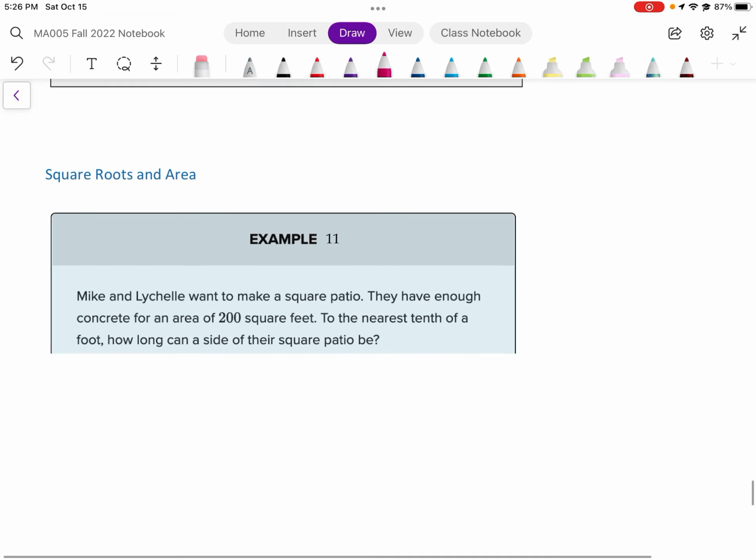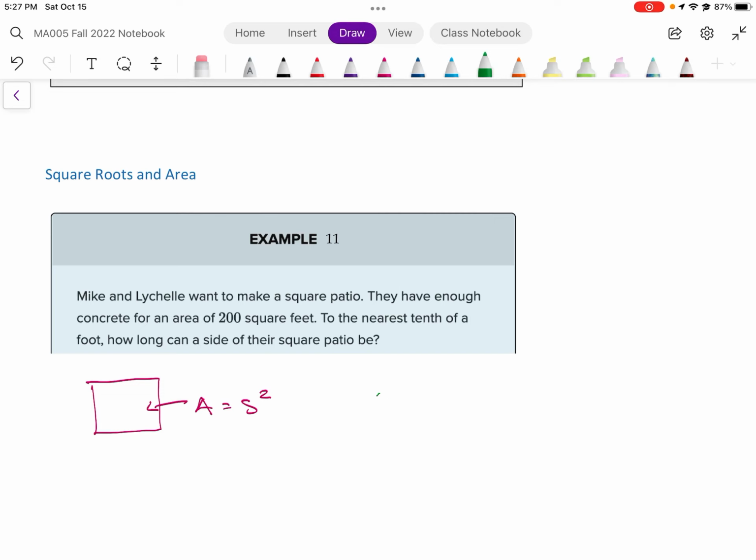Mike and Michelle want to make a square patio. They have enough concrete for an area of 200 square feet. So to the nearest tenth of a foot, how long can a side be? Well, remember, a square's area is s squared. So we're just going to have to take the square root of 200. The side is going to be the square root of s squared. That will give it to us.